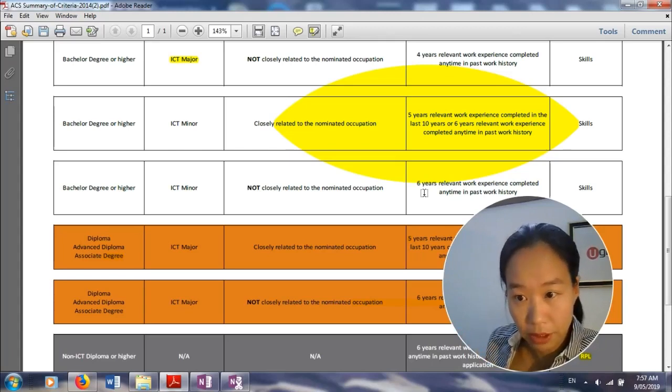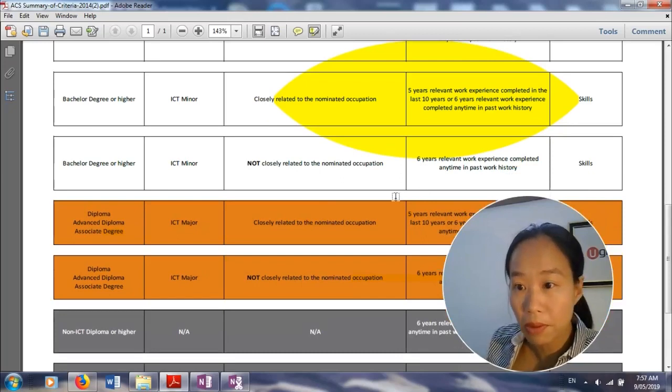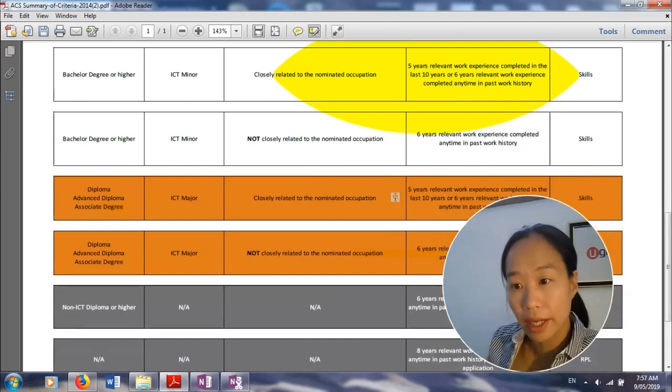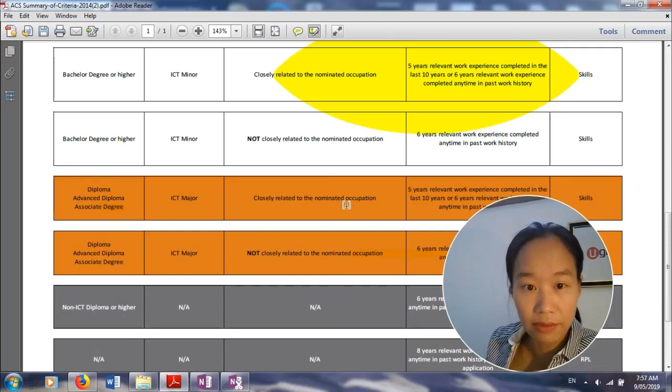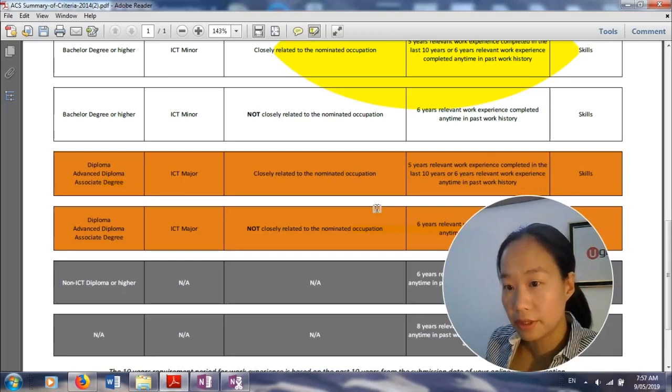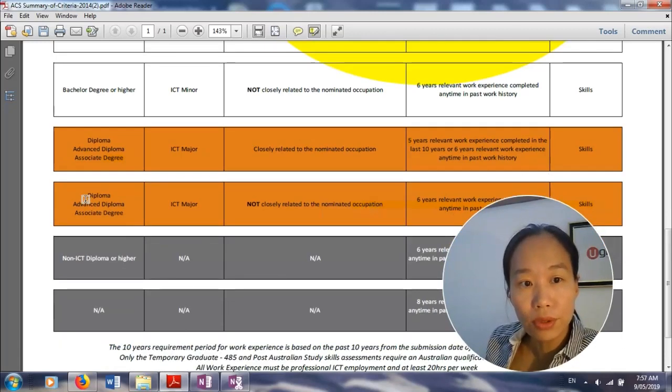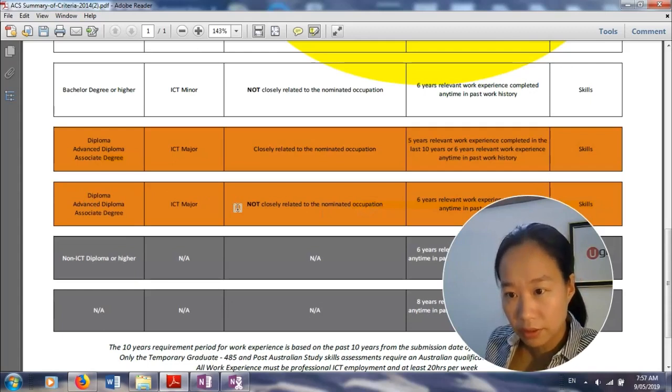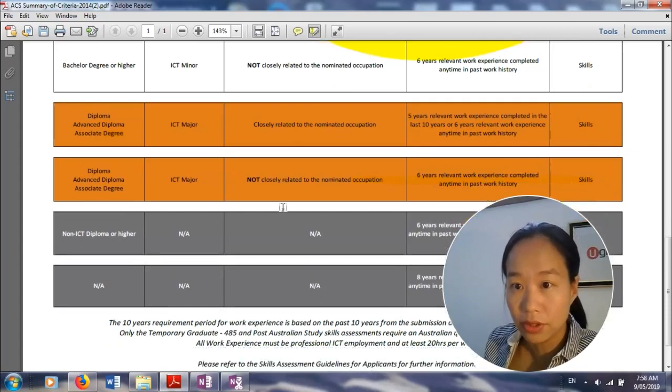Now, if you've never had a bachelor degree, that's fine too. If you have a diploma, advanced diploma, or associate degree, they are on the same level according to the ACS. If ICT is your major course and you've always been a web developer, then you need 5 years in a 10-year period, and 6 years of work experience if part-time. But if you have the diploma qualification as the minimum requirement, but your work experience is not really close, you have programming or something else, then you need 6 years, which has to be relevant. What do we mean by relevant? You have to work as a developer, not just closely related. You need to demonstrate that you somewhat worked as a developer.